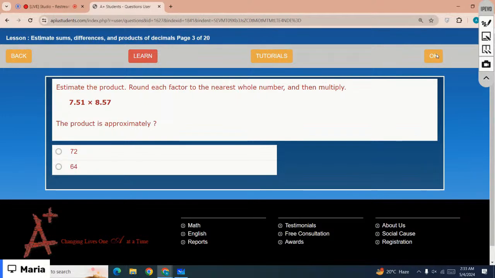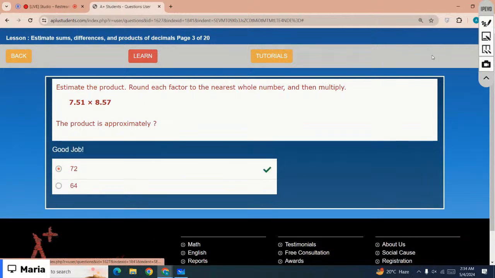That is 7.51 times 8.57. So which is the correct option? The correct option is, yes, 72 it is. 7.51 is rounded off to 8 and 8.57 is rounded off to 9. So that would be 72. The correct option is 72.